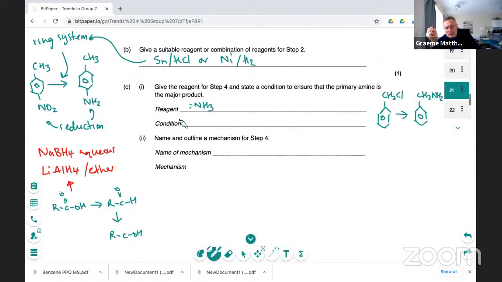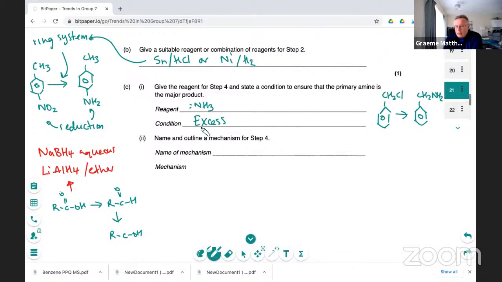If you have things like excess reagent, I think it's amine. All right. So bottom line is, this is the one that comes to mind. So I'm thinking amine like this, and a condition to make sure that I got the primary amine as the major product, I would write down that it's excess like this, because this is what comes to mind.